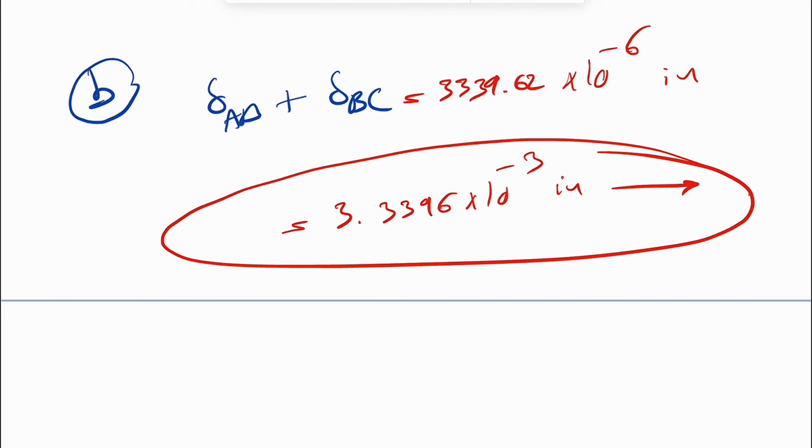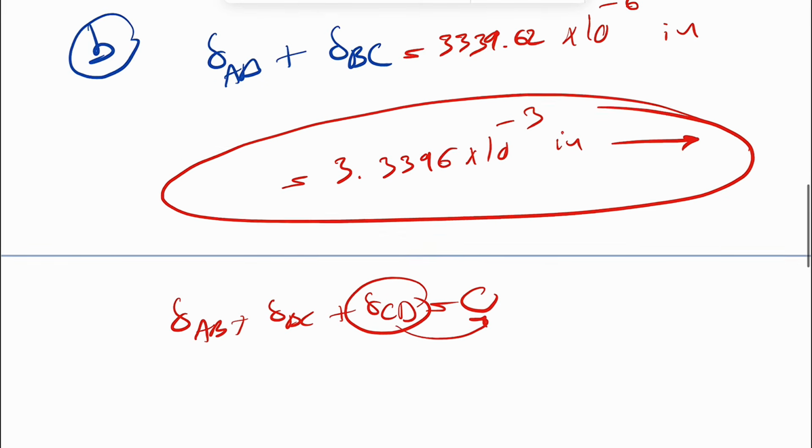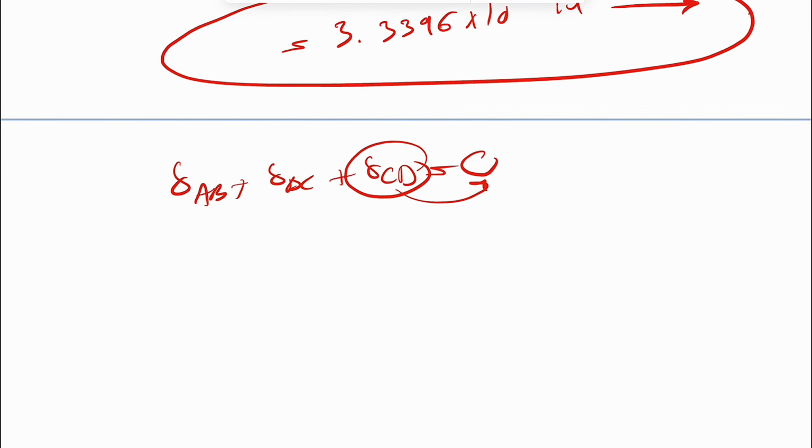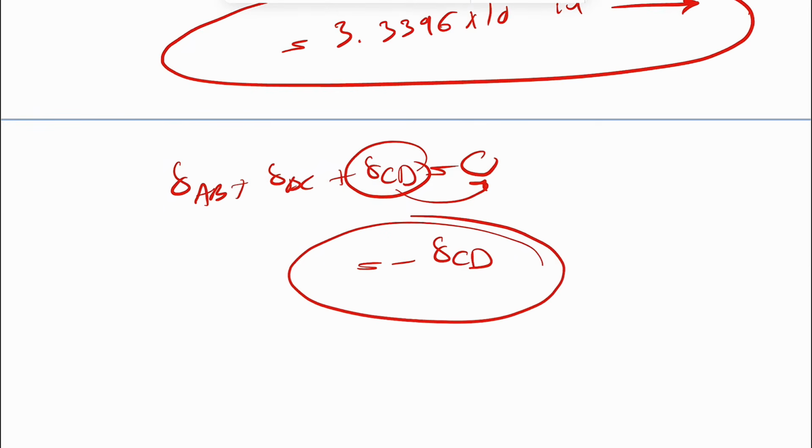We can also go with the BC part. Since our main equation was delta AB plus delta BC plus delta CD is equal to 0, if you just bring this one to the other side, we can see that deflection of C is also equal to this value. So we are moving a little bit to the right for the point C. And yeah, that's pretty much everything for this question.